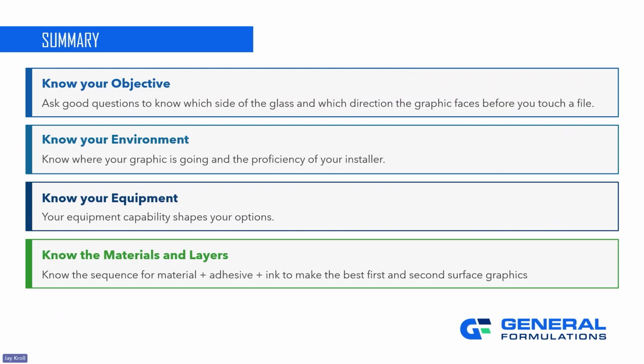Four things that I want you to take from today. One, know your objective. Always establish which side of the glass, which direction the graphic faces before you touch a file or quote a job. That prevents those preventable failures we talked about. Number two is know your environment. It's the project management side that looks at the whole application ecosystem: the surface, the climate, the installer, all of that. Three, know your equipment, because it really shapes your options.